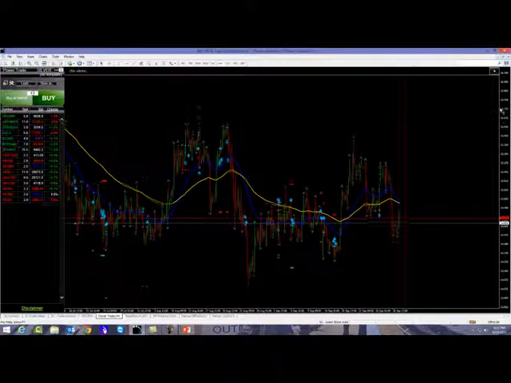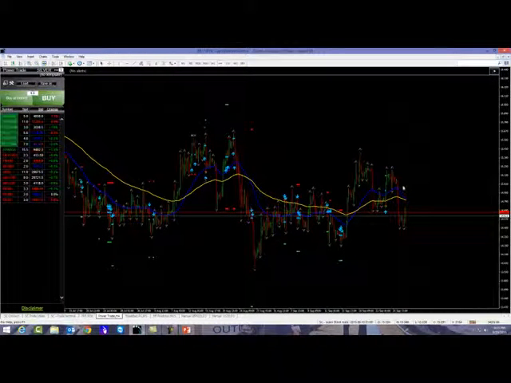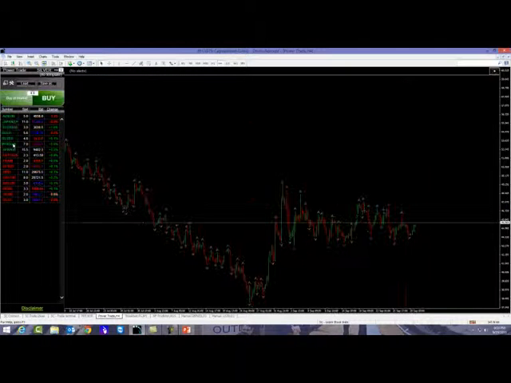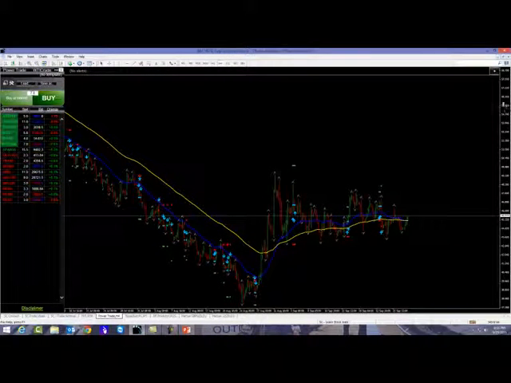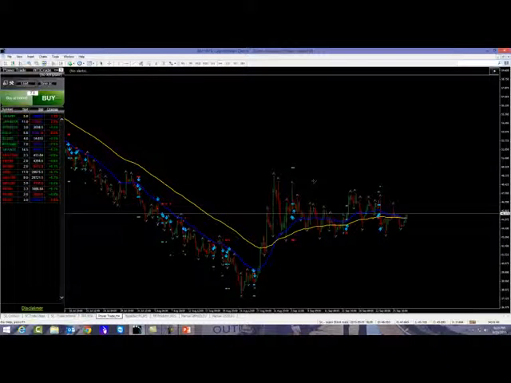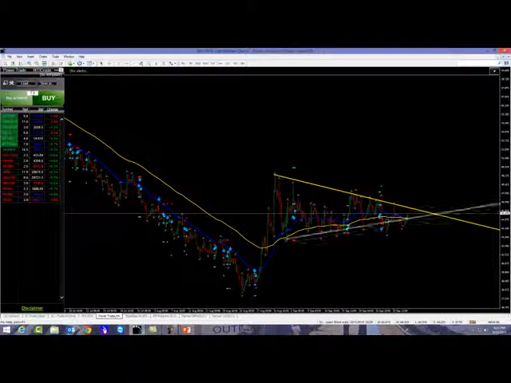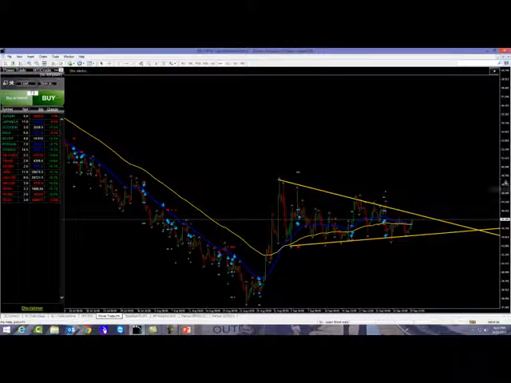This is silver. This is ranging, a bit messy, not clear. Next one. This is crude, which at the end of it is giving a symmetrical triangle, which represents indecision in the market until it breaks through the high or the low. Okay, so that's on crude oil. It's still making up its mind whether it's going to break through the upside or the downside.